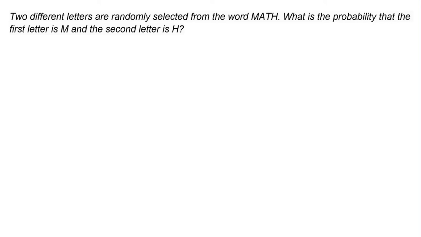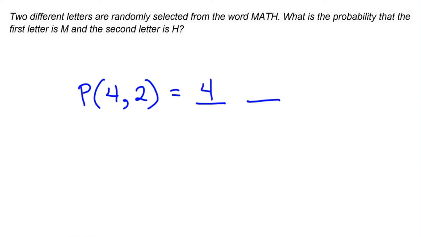2 different letters are randomly selected from the word math. What is the probability that the first letter is M and the second letter is H? So we're trying to find the ways that we can arrange the 4 letters of math 2 at a time. So I've got 2 at a time, and I've got 4 choices for the first letter. I could get an M, an A, a T, or an H. And once I pick that letter, I only have 3 choices for the second letter. So that gives me 12 possible ways I could pick 2 letters from the word math.